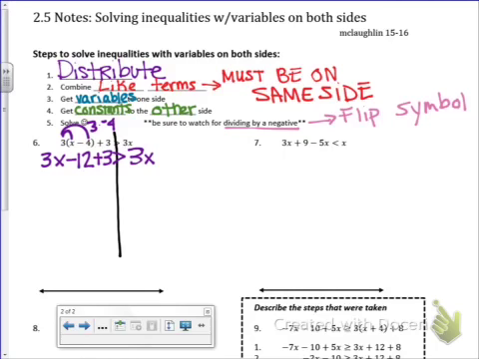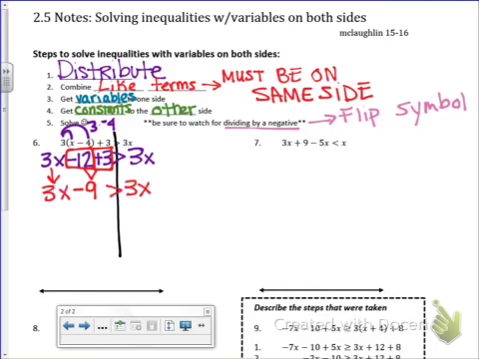Okay, then if I take a look, I notice that I have some like terms. I have a negative 12 and a positive 3. So I do just what I see there. I see negative 12 plus 3, and that's going to give me negative 9. Bring down everything else around it.